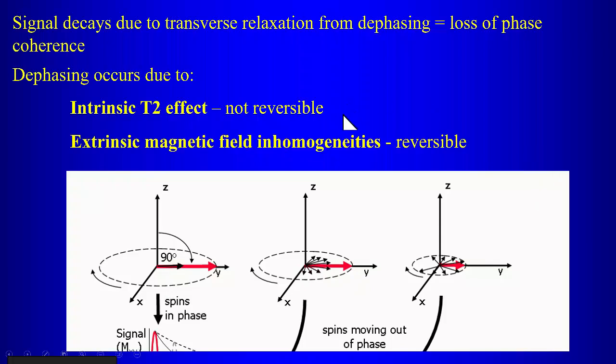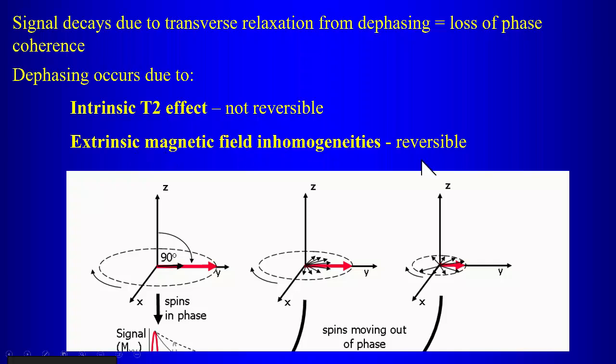There are two main effects that cause dephasing. One is called the intrinsic T2 effect, which is not reversible. You can think of that intrinsic T2 effect as determined by the environment of the proton itself, by the type of tissue it is surrounded by. That's good for us because that's essentially what we want to do. When we look at these signals, we want them to correspond to different tissue types, pathology versus normal tissue. So think of that decay as the intrinsic T2 effect. But there's also decay because of extrinsic magnetic field inhomogeneity.